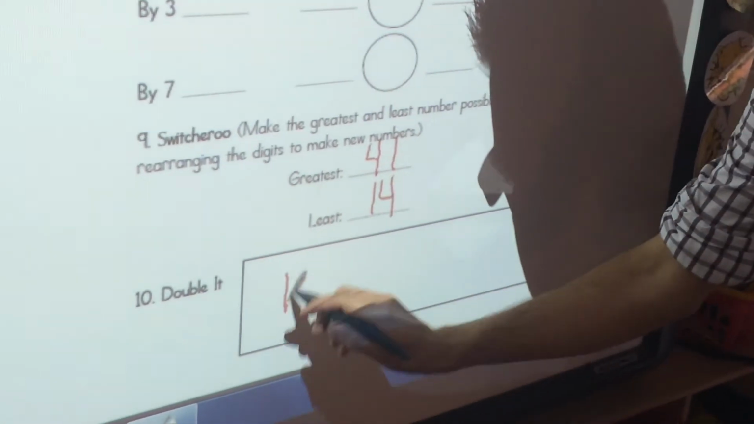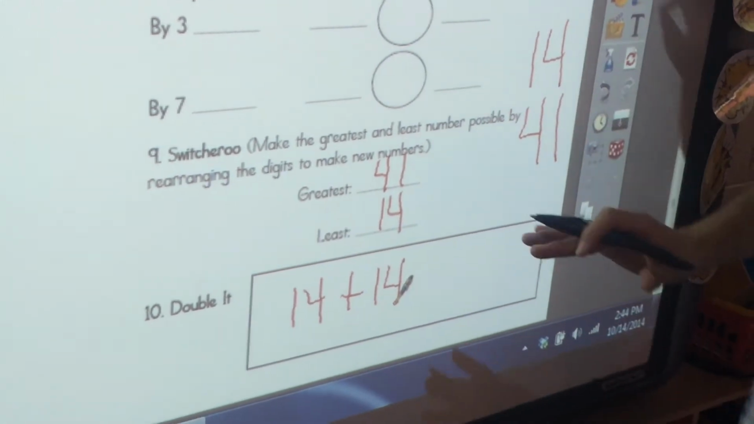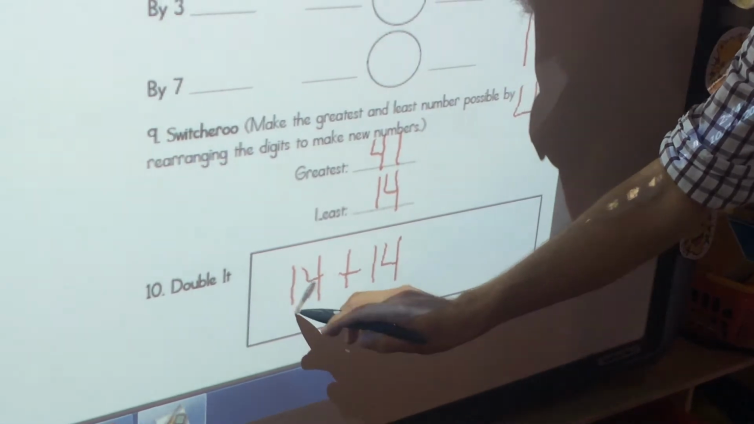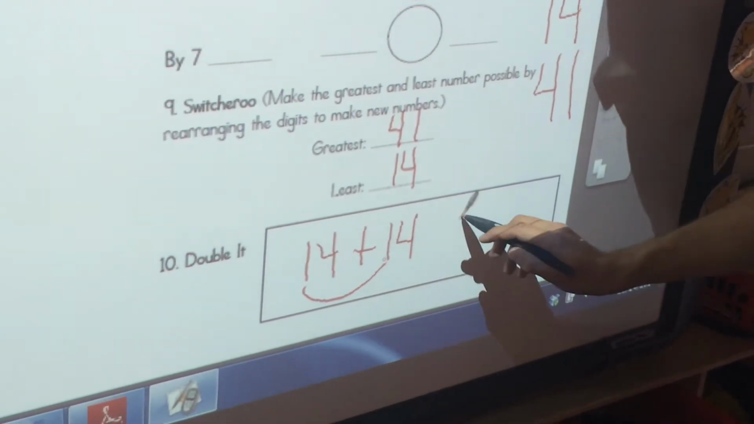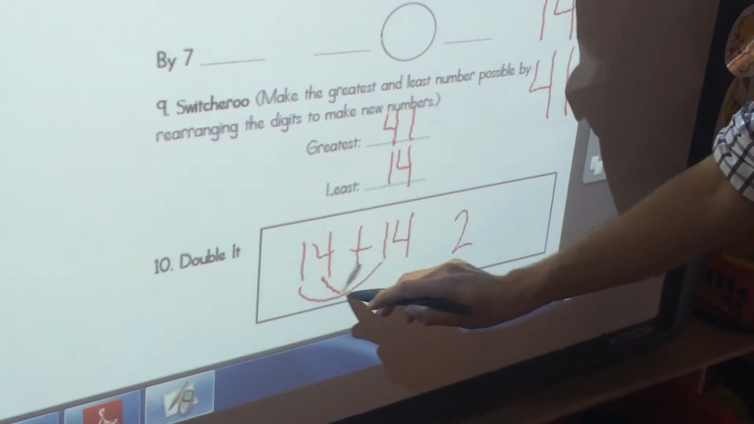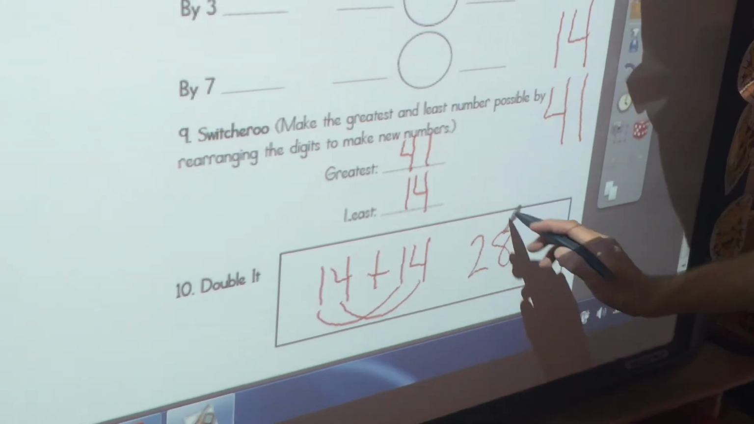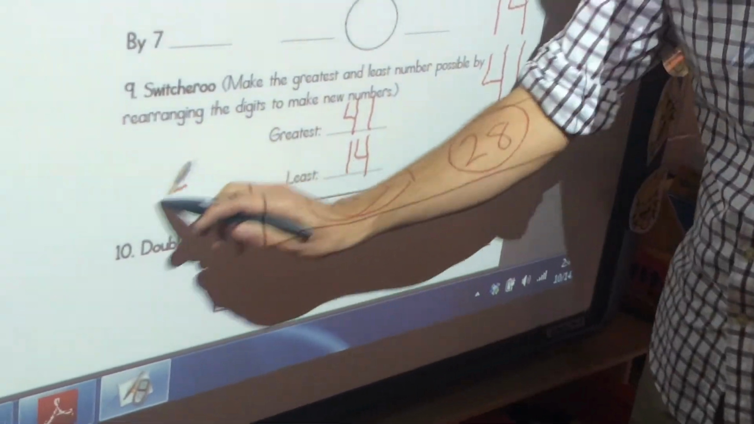Double it is 14 plus 14. There's lots of different strategies that we can do here. What I'm going to teach the kids to do and what I want them to make sure that they're doing over and over is first they add the 10s. I see 2 10s, and then they add their 1s, and that's 8 1s, so we know that 14 plus 14 is 28. I'm going to teach you a lot of different strategies on how to double it.